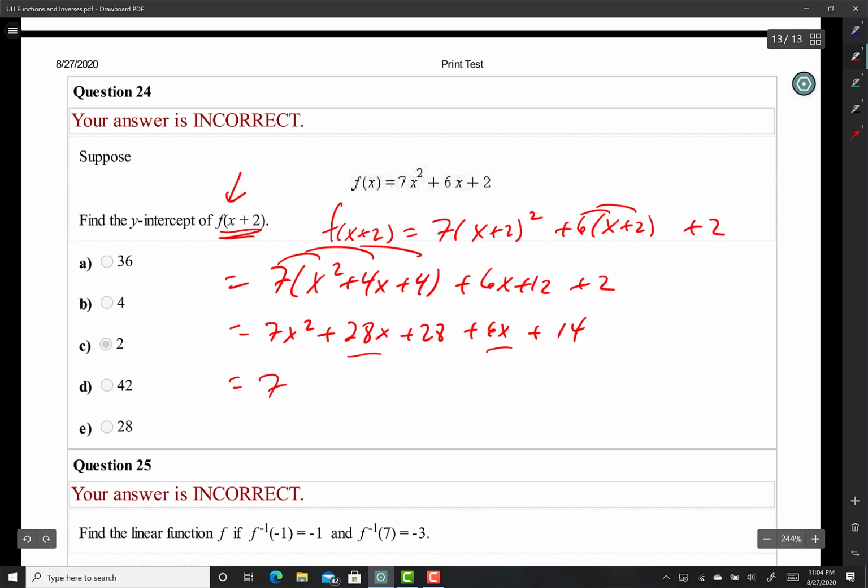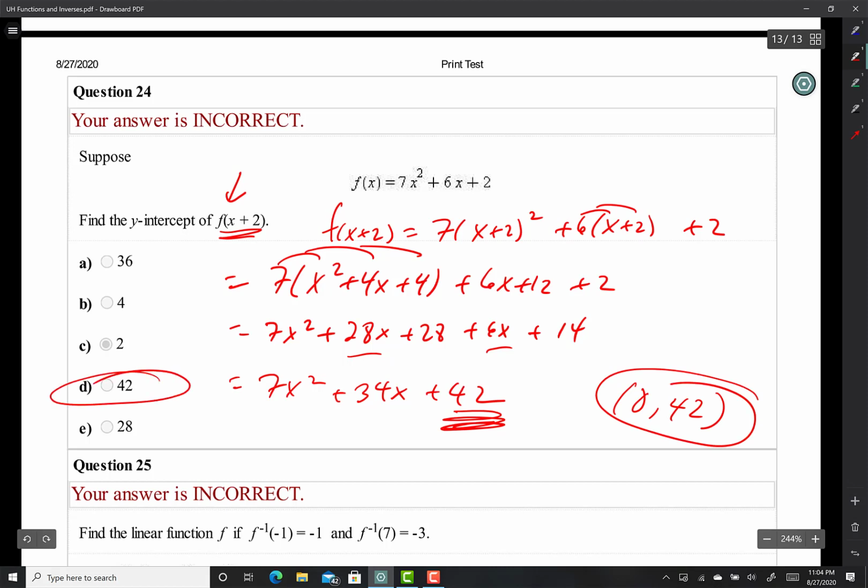I mean, really, you can already just plug in a 0, and you can already see what the answer is, but that's fine. 7x squared plus 28 and 6, what's that, 34? 34x, and then 28 and 14, that's 42. Alright, if you plug in a 0, because that's where your y-intercept happens, right, when x is 0, you're just going to get that 42 there. 0, 42.